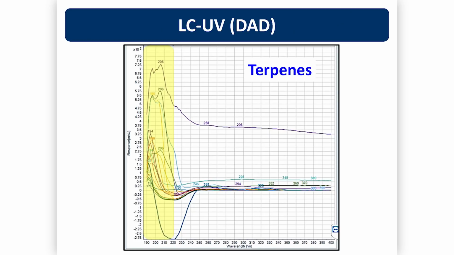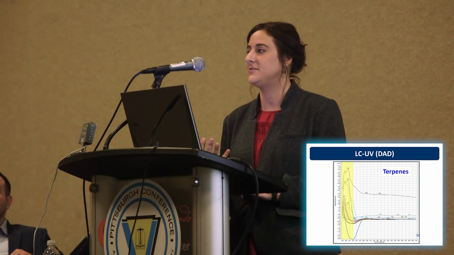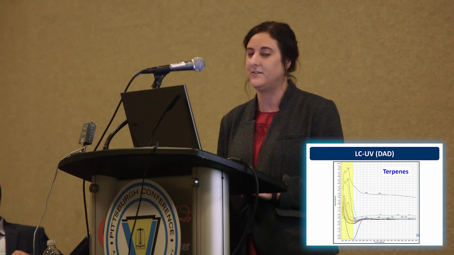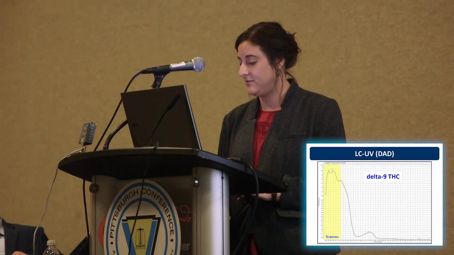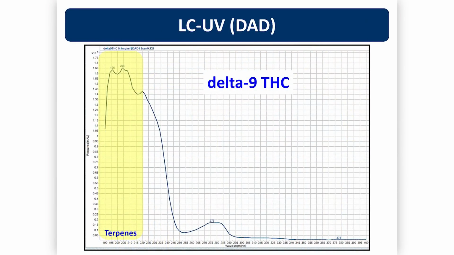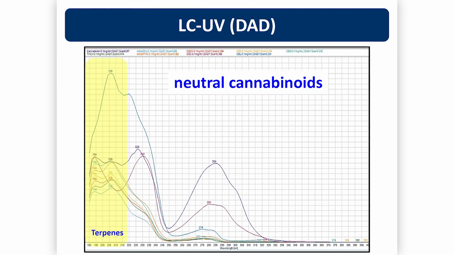If we take a look at all of the terpenes and overlay them, what you'll see is, generally speaking, there's a region where terpenes tend to have signal. And so it's this low nanometer range. Okay, so this is delta 9 THC, and you'll see that the terpene range, of course, is in the area where it has its high signal, but there's other opportunities here for us to actually detect this compound. So just to overlay all of the neutral cannabinoids, you can see there's two general regions, but there's a lot of fine structure in here as well.